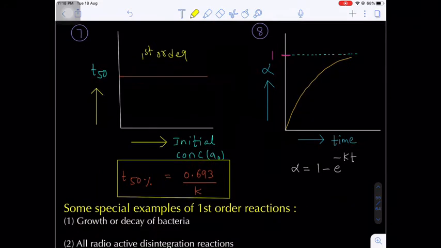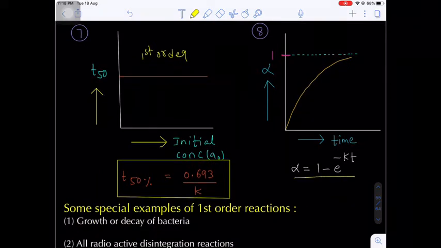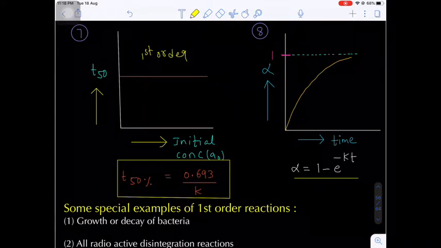Now one more graph is there: alpha. What is alpha? Degree of dissociation. Alpha is equal to 1 minus e to the power minus kt. As the time increases, the alpha value also increases, and the maximum value of alpha approaches unity when the time t approaches infinity. Are you getting my point?